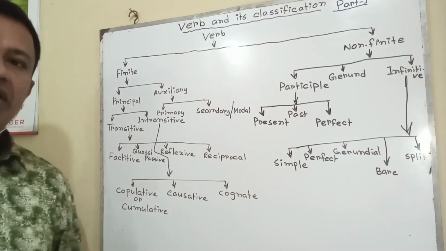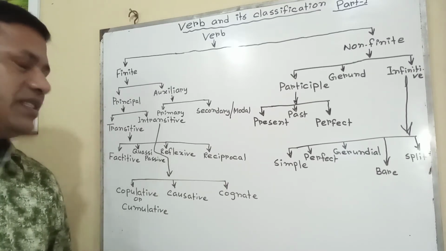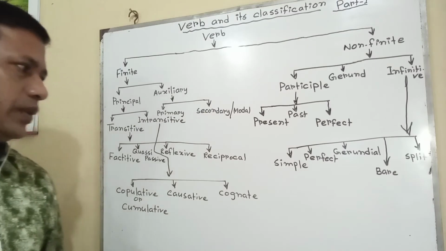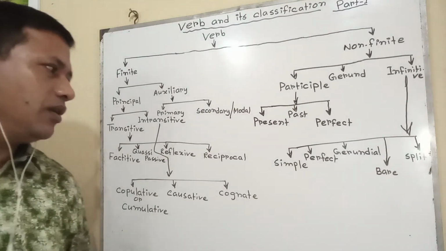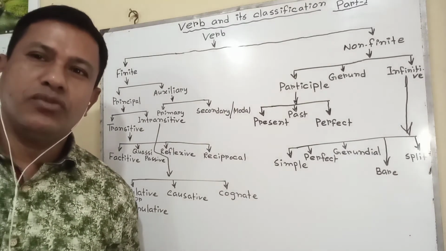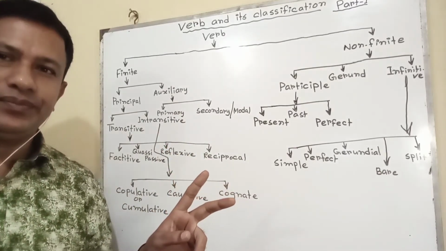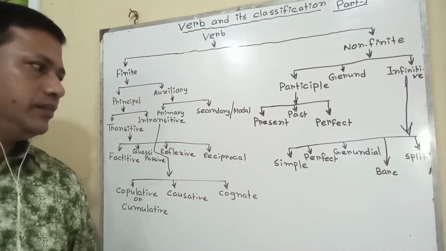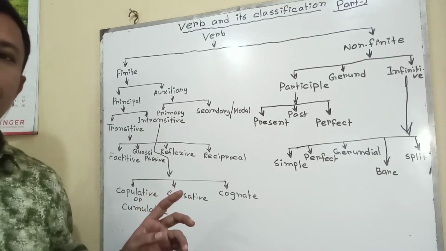Right. Reflexive verb: the verb which accepts a reflexive pronoun as object is called a reflexive verb, such as: he killed himself, he hurts himself, they hurt themselves. In this way, reciprocal verb: the verb which accepts a reciprocal pronoun as object is called a reciprocal verb. Each other, one another. They help each other, only between two. They help one another, among more than two.